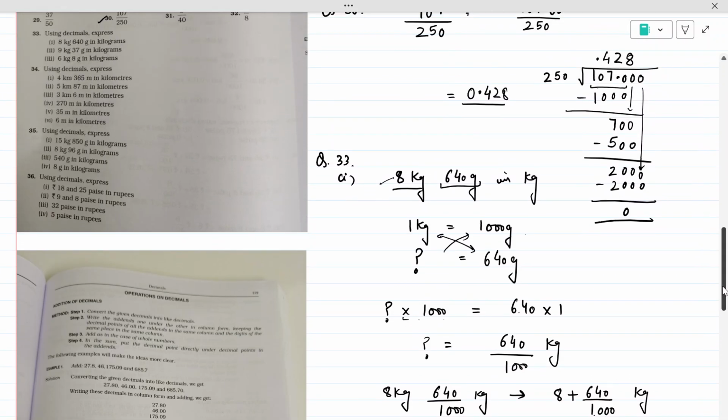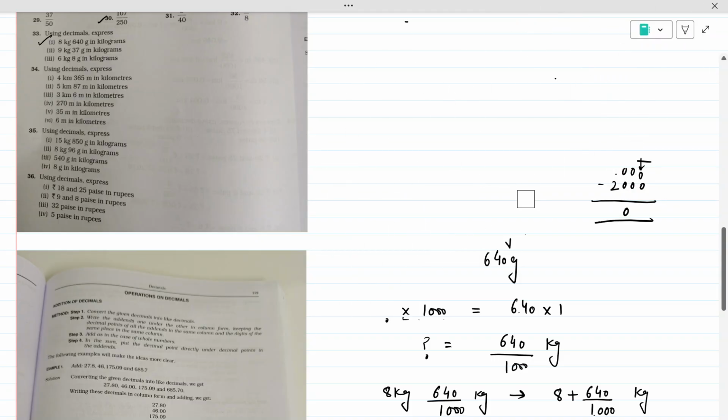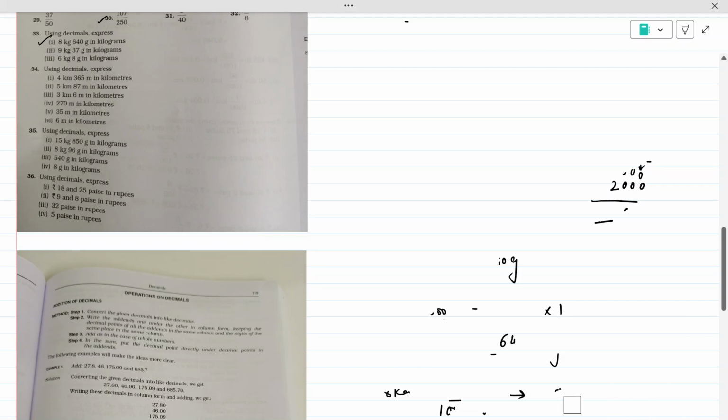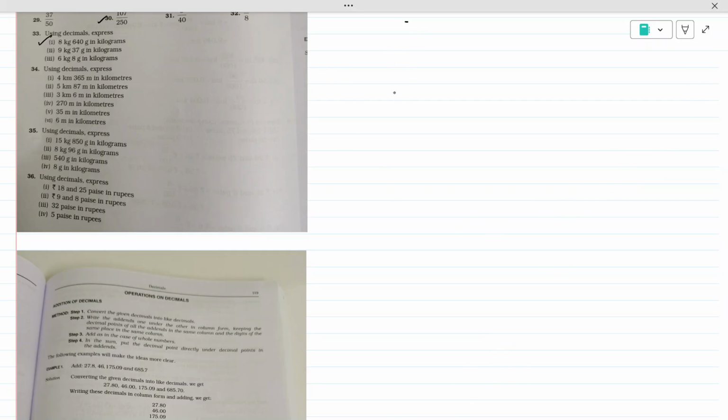Next, I'm going to pick another one now, right? All these questions here, we have everything given in kgs and grams, so we have to use the same method. Next we have kilometers and meters. Let me just erase it fast and pick one question from question number 34. You should know the conversion units first, that 1 kg is equal to 1000 grams, right?